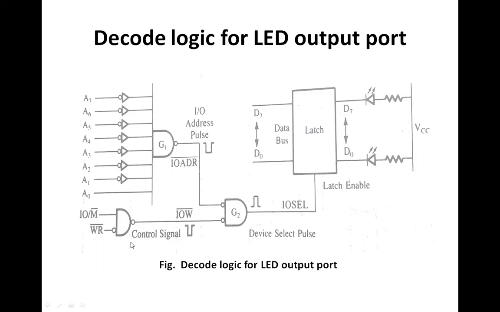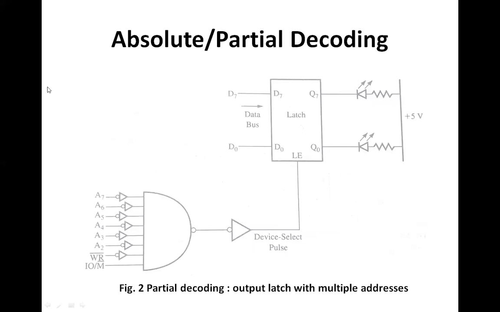So the difference between partial decoding and absolute decoding depends upon the requirement. If we are able to remove a few of the address lines, and in place of those address lines, we are able to connect the control signals along with the address lines together in a particular decoding circuit, that is called partial decoding.